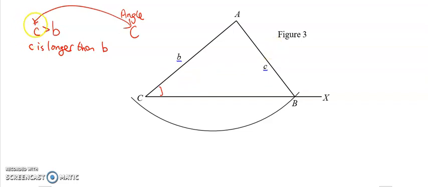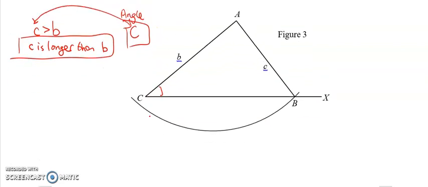But if side C is longer than B, this triangle is also pretty much fixed, the shape. There cannot be any ambiguity. There cannot be more than one case of different triangle shapes fitting these values that is given. Okay, if C is longer than B.